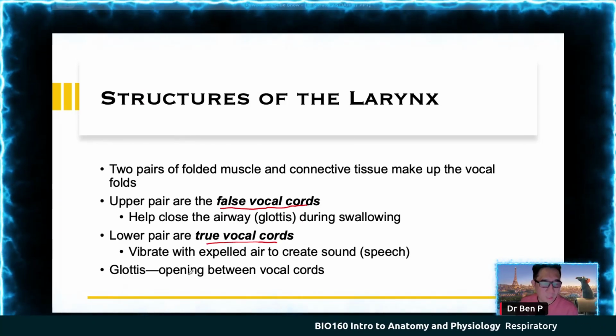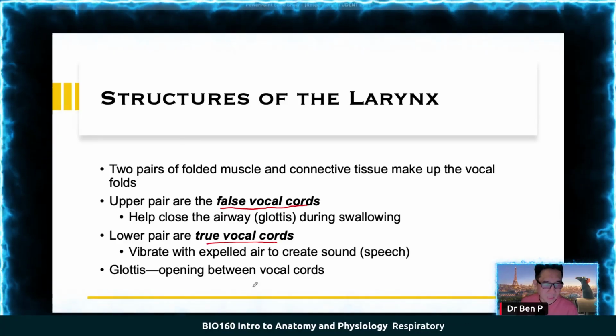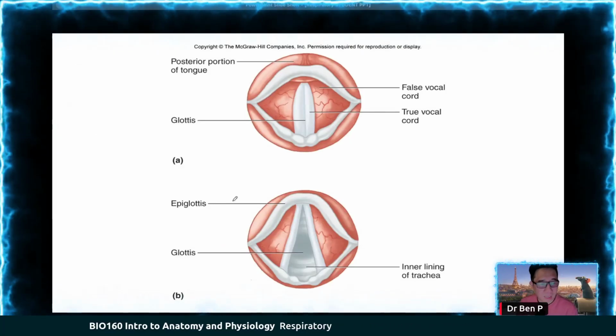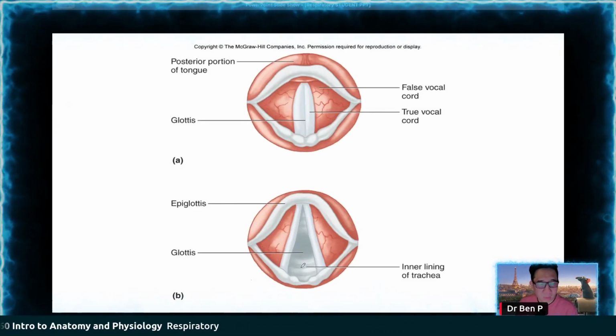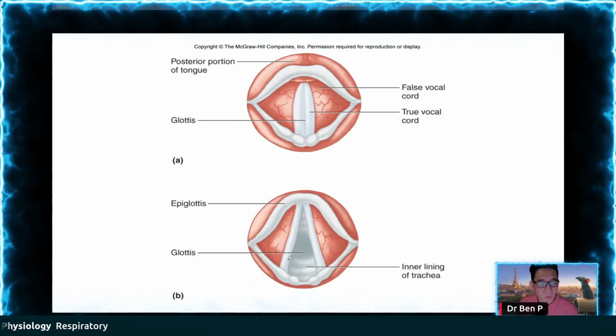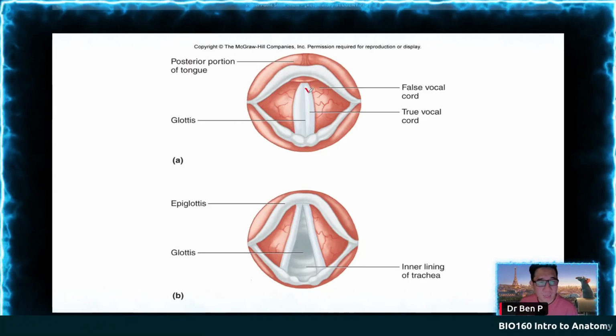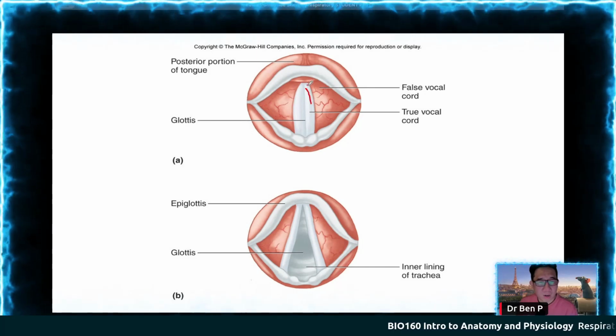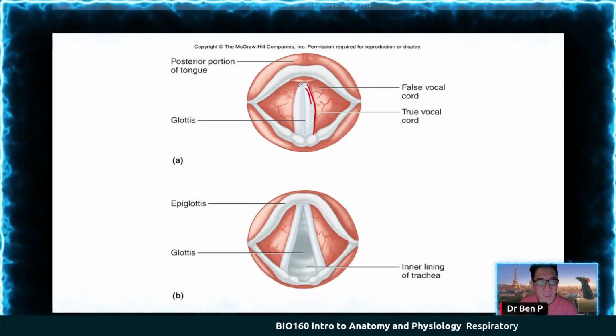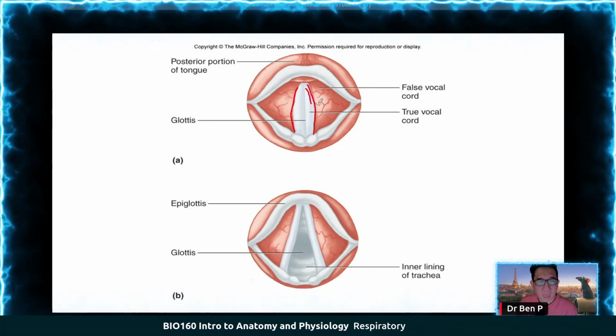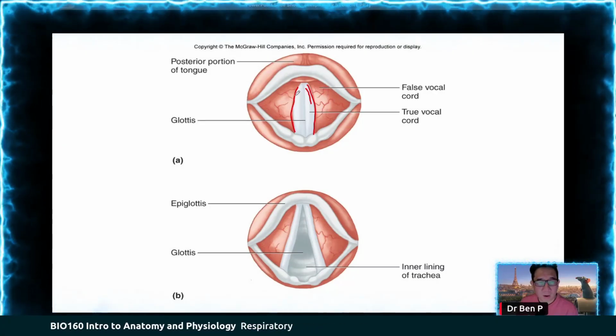The glottis is an opening between your vocal cords. That's called the glottis, and you're gonna see right here. So the glottis is the opening here, and you have the true vocal cord, which is this part right here. That's all the white part here. And then you have the false vocal cord right next to it.